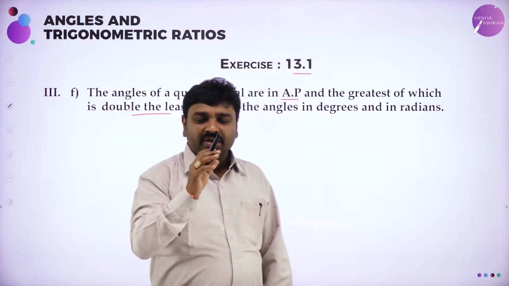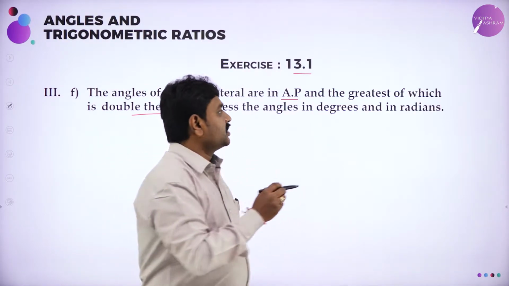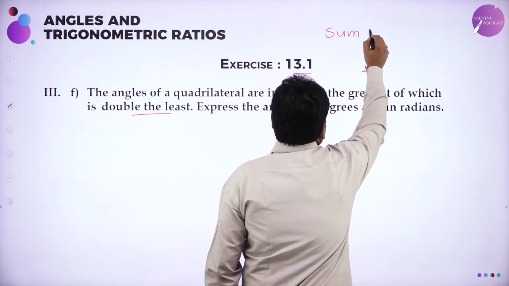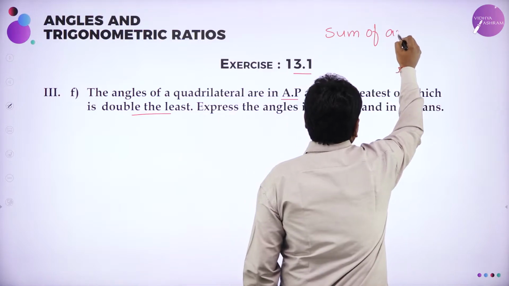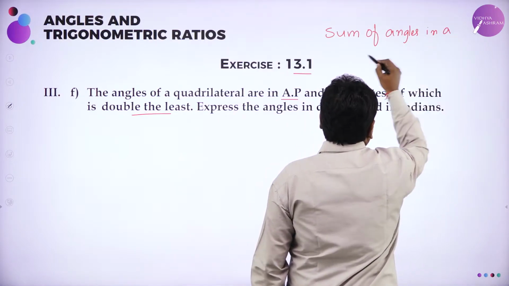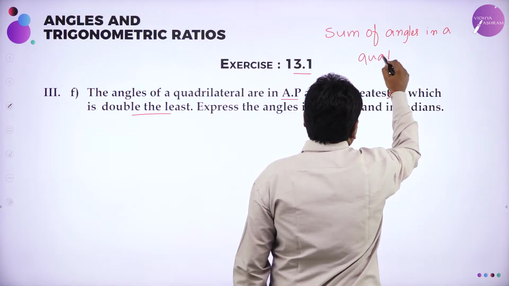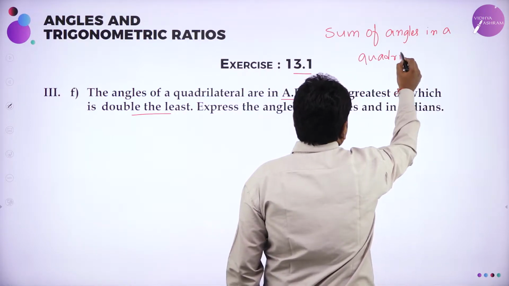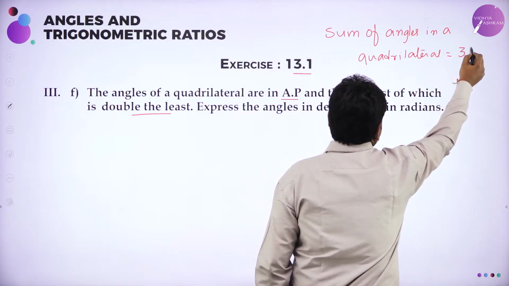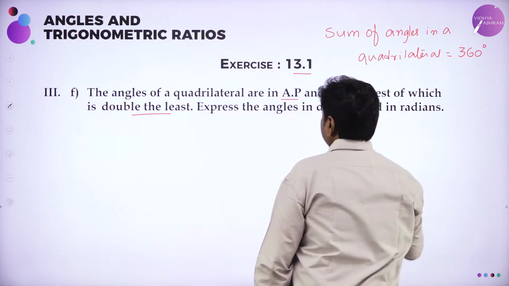Dear students, in order to solve this, the first basic is sum of angles in a quadrilateral. See, what is sum of angles in a quadrilateral? It is exactly 360. Sum of angles in a quadrilateral is 360. This is the basic we use to solve the problem.